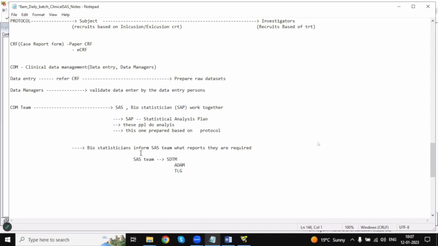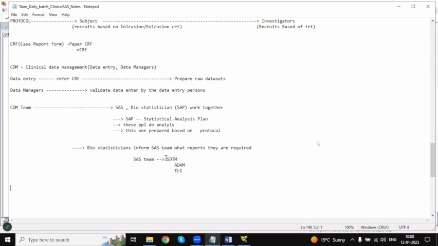Okay, so now the SAS team, by taking these raw data sets which are provided by the CDM team, will prepare all these reports. That means we are not using the protocol, sir. The protocol will be used for reference. Obviously, we have to go through the protocol. A newspaper reading of the protocol is important. That's all. Just a one-time reading is enough.